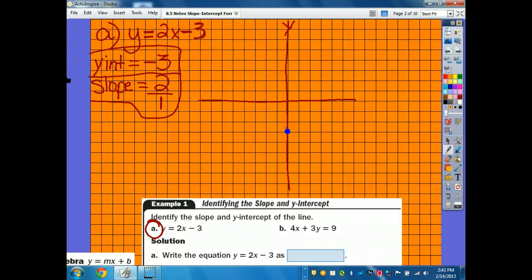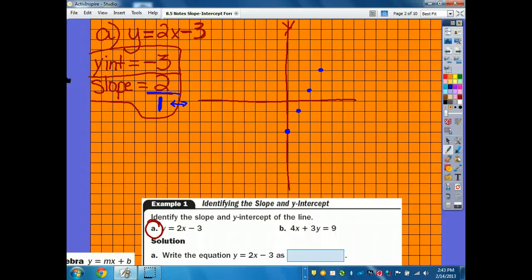Now just so we all do this the same way, let's start with our run first. Our run is a positive or negative 1? Positive. So would I go up, right, left, down? Right, because your run is either left or right. It's positive, so I go right 1, and then up or down 2? Up 2. Put a dot. Right 1, up 2. Right 1, up 2. Is that not easy to graph now? We just use our straight edge and graph it.